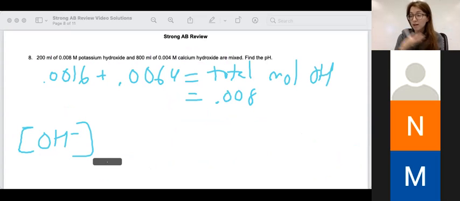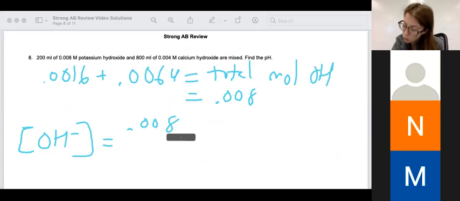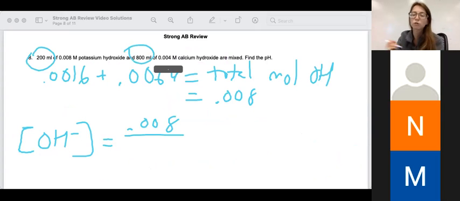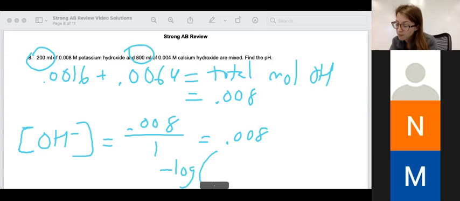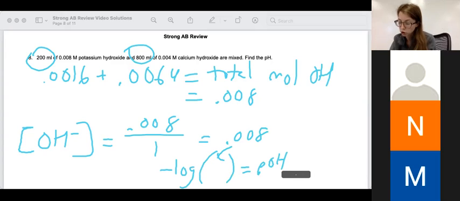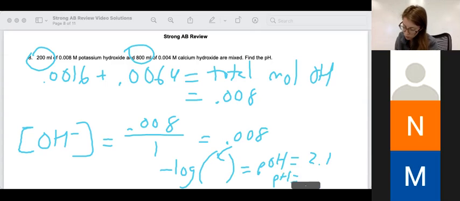Since that's what I have the moles of, that's what I have to find the molarity of, by taking those total moles over my total volume. So 800 plus 200 is 1,000 milliliters or 1 liter. So I end up with my OH molarity of 0.008. Taking the negative log of my OH will get me my pOH to be 2.1. I want the pH, so I have to subtract from 14. 14 minus 2.1 gets me 11.9.